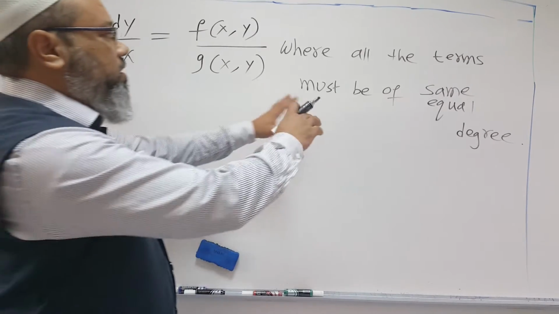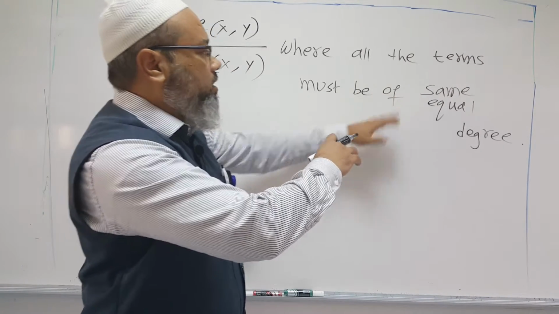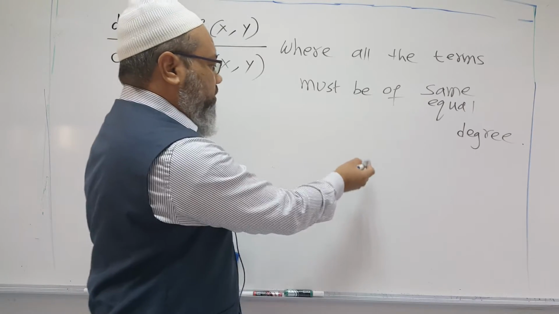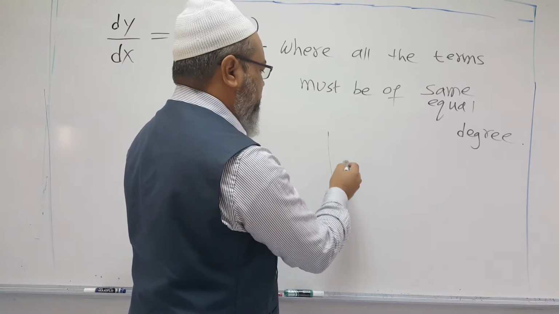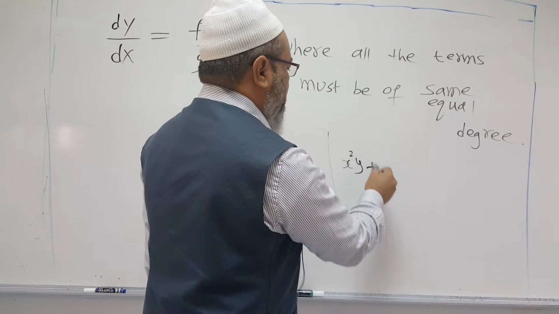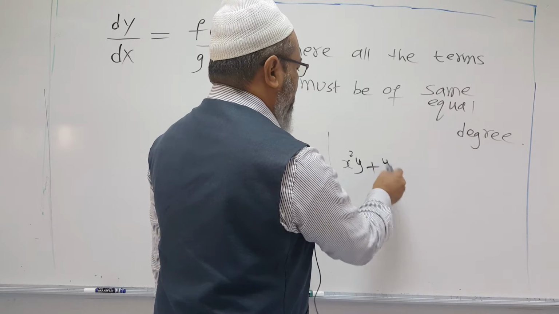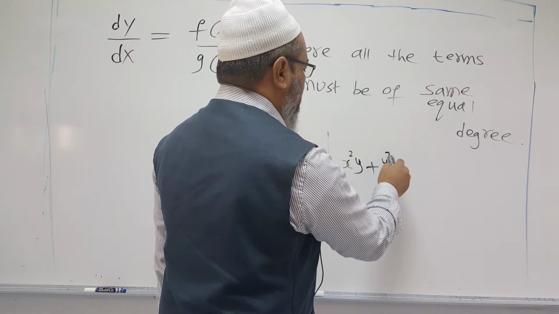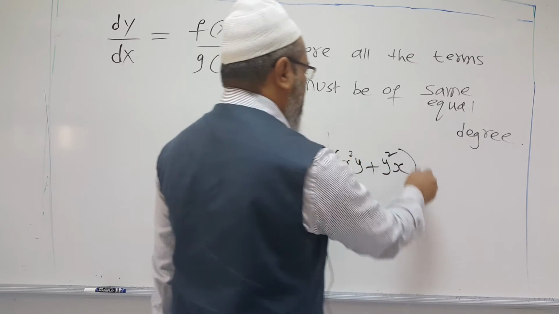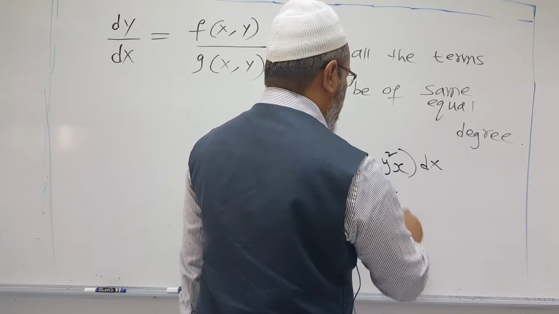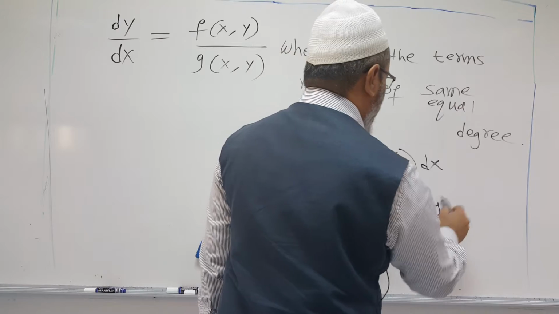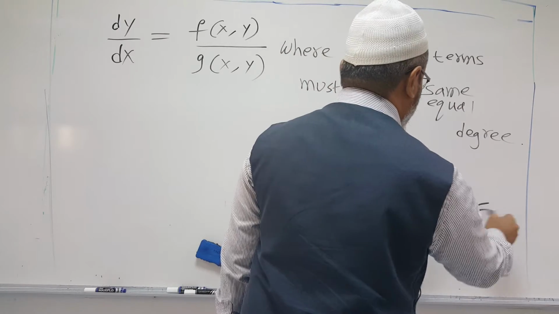So, what is the meaning of this? All the terms must be of the same degree. We go with some examples. x square y plus y square x dx plus x cube plus y cube dy equals 0.